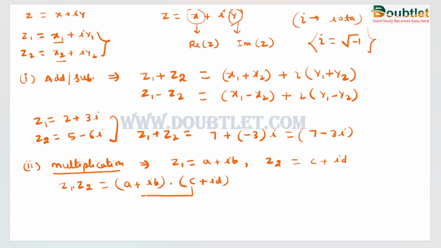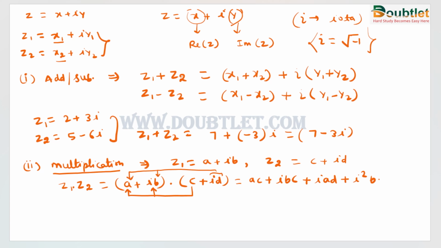First, we need to multiply c with a, then c with iota b. Then we multiply the whole term by this and then by this, and add each of the terms. So first c is multiplied by a, which becomes ac, and c multiplied by iota b becomes iota bc. Then iota d multiplied by a becomes iota ad, and iota d multiplied by iota b becomes iota square bd.